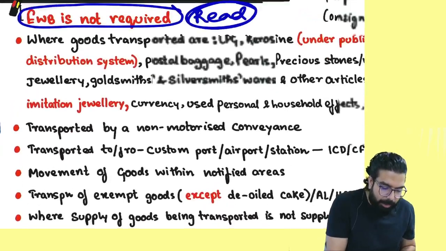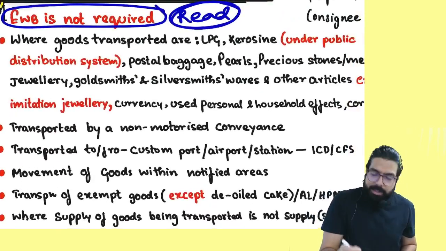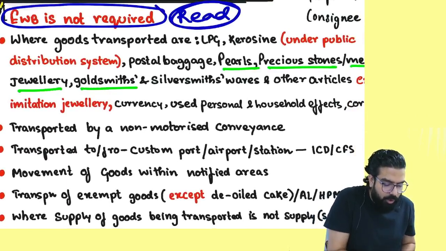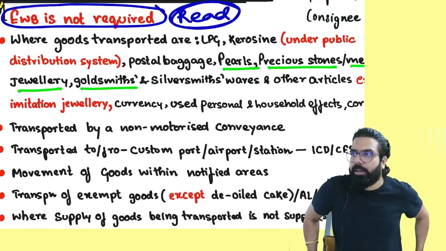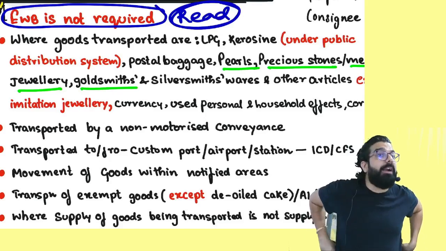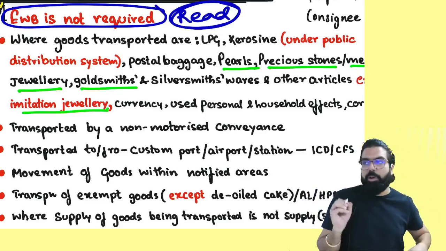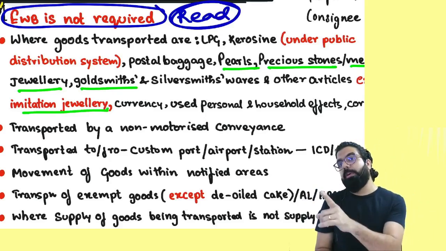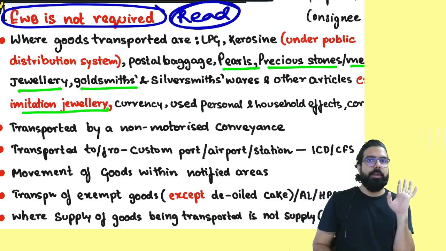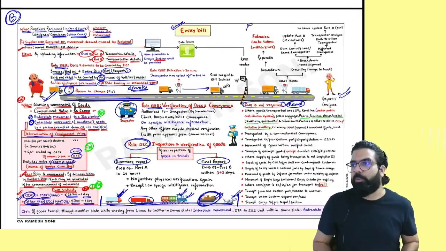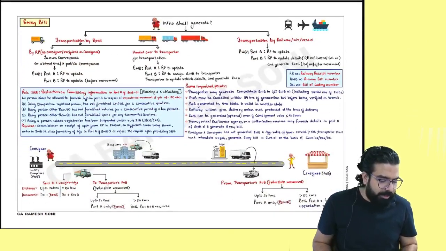But here, one point I want you to remember: in case of carrying pearls, precious stones, metal, jewelry, goldsmith items, all this gold, jewelry, etc., when you are carrying, the e-way bill is not required. But this is not applicable in case of imitation jewelry. If you are carrying imitation jewelry, the e-way bill will be required. Can I go ahead, everyone? Other than this, in this part, everything is just for your reading purpose. Please come to the next chart.